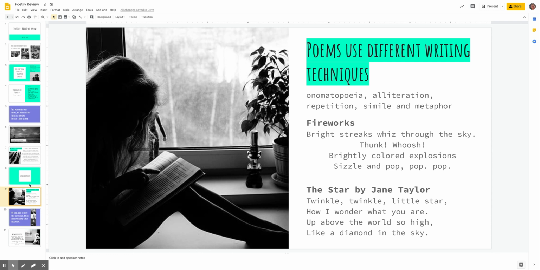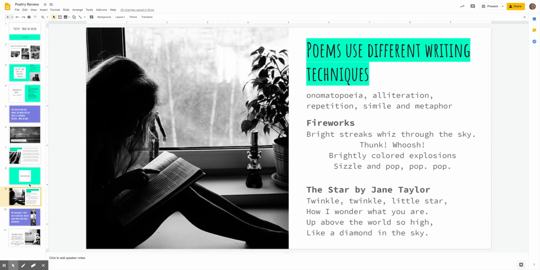Similes are comparisons that use like or as, just like in The Star by Jane Taylor. Twinkle, twinkle, little star, how I wonder what you are, up above the world so high, like a diamond in the sky. In this poem, stars are being compared to a diamond.